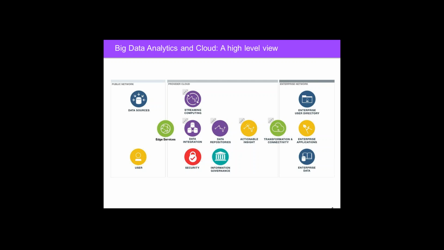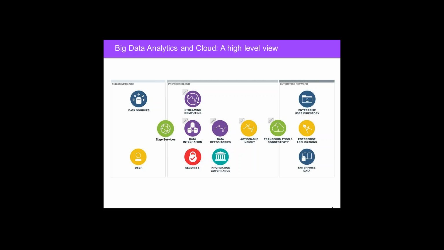Moving on to the rectangle in the middle, the provider cloud, there are a whole host of capabilities that the cloud providers provide in order to deliver an end-to-end analytics solution. These capabilities range from integration of data sources, to the data repositories, to applications that provide actionable insight, and a few others.